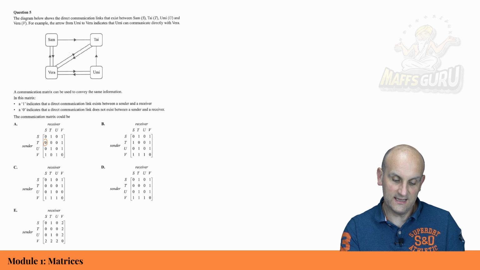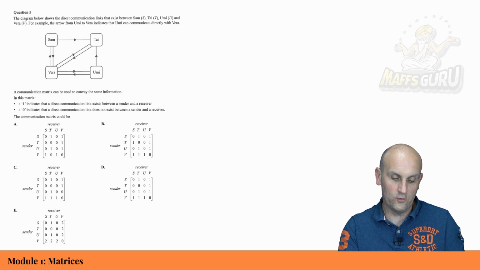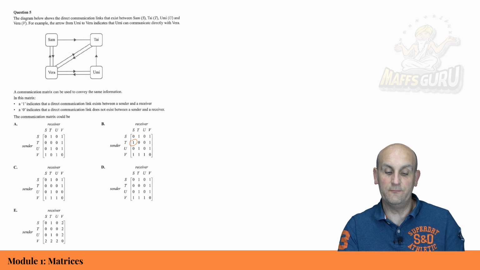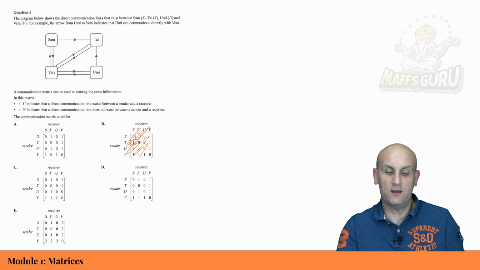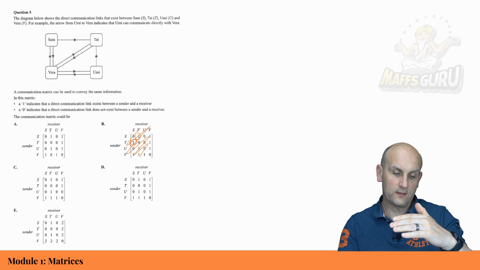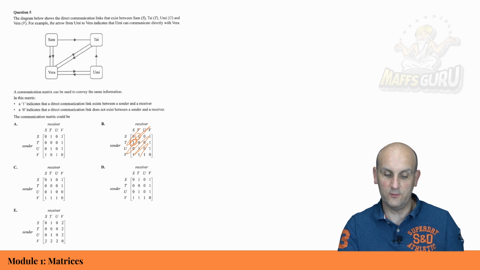Are there any matrices there? Oh, that's annoying. They all have 1s there. Okay, so let's look for another point of difference here. Is that even possible? No, because if there's a 1 here there has to be a 0 here. So B can't be it, because while Sam can talk to Ty, Ty can't talk to Sam, so we can't have it the other way around.